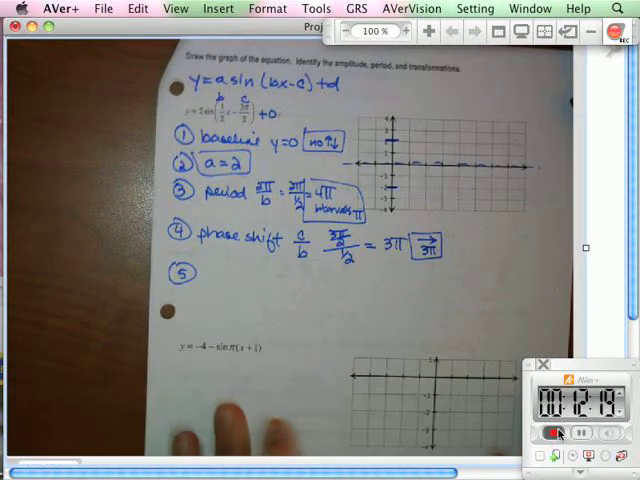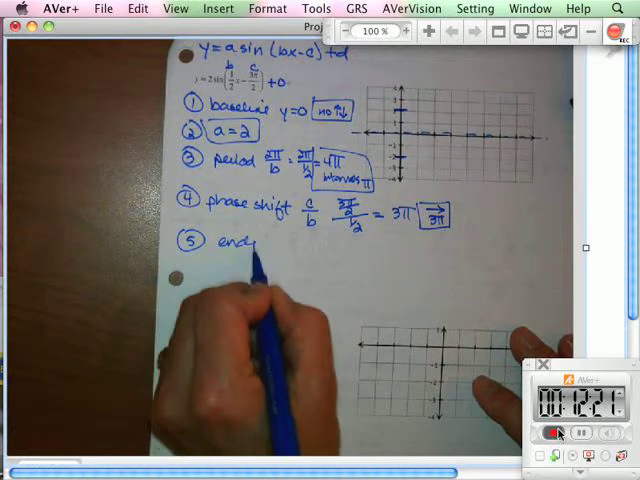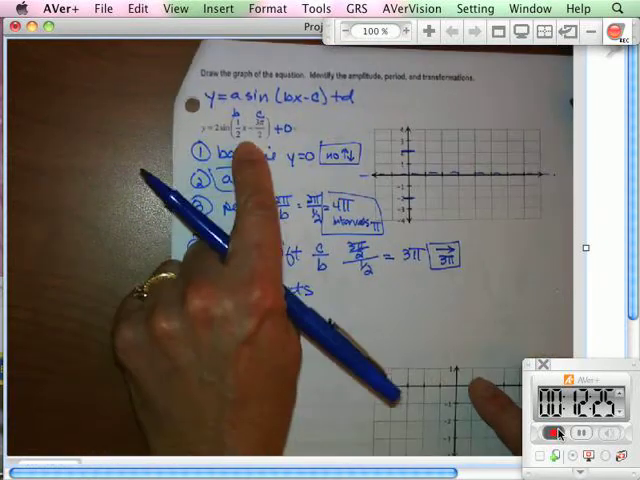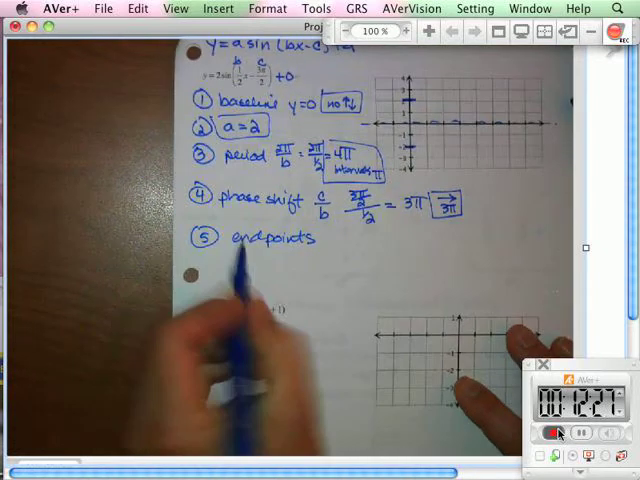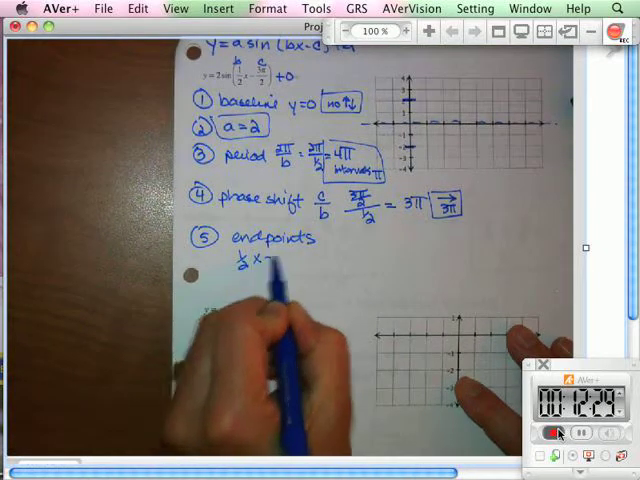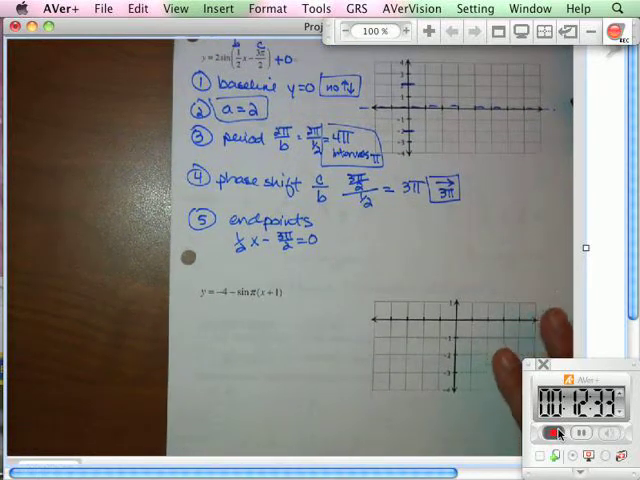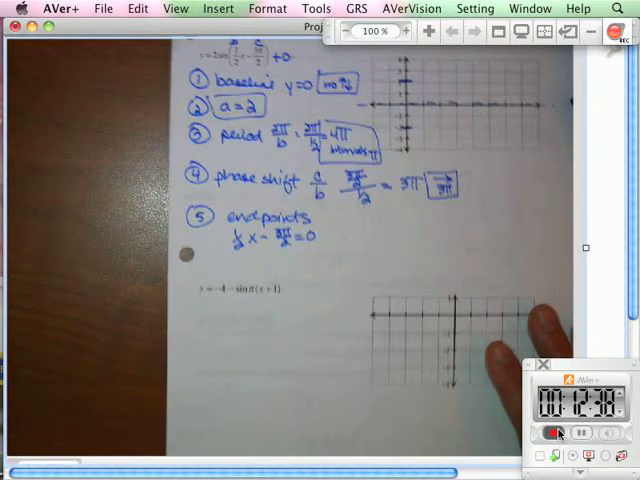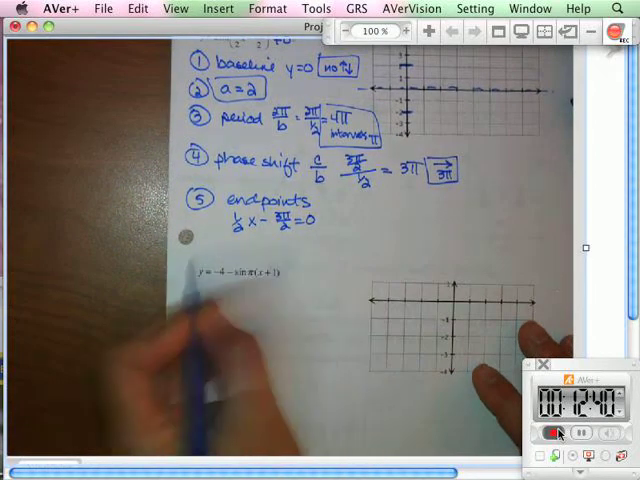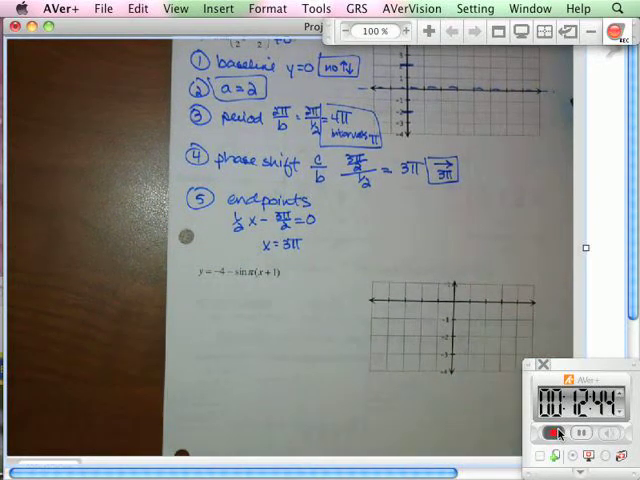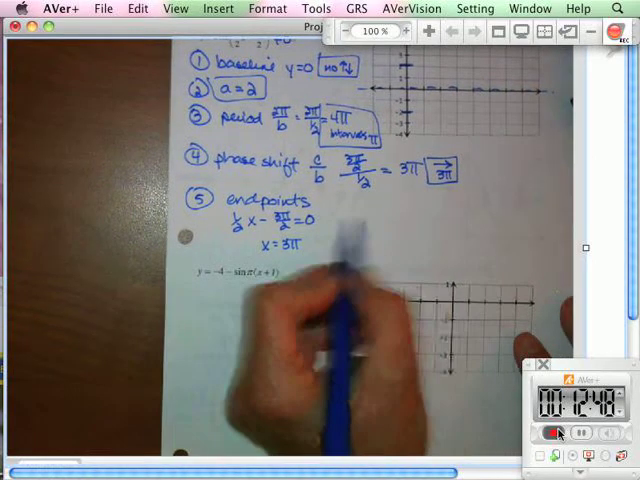It's pretty easy. Let's find out what my new endpoints are of my cycle. So I take what's inside here, set it equal to 0. It looks like some ugly algebra, but it really doesn't turn out to be that bad. When you do the algebra, you get x equals 3 pi. So that's my first endpoint. And then you do the next one.